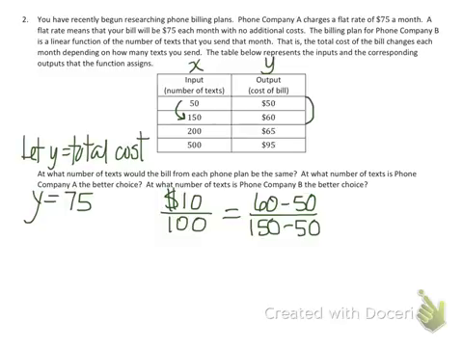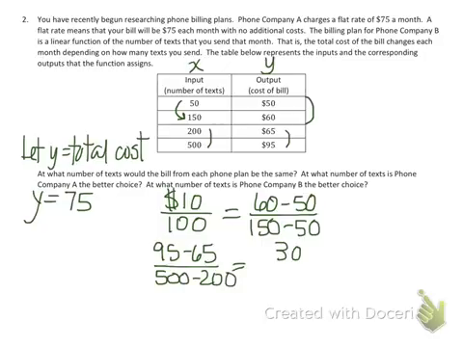$10 for 100 texts. And to make sure that it's consistent, we could compare another set of points. So we would have, the output goes on top, 95 minus 65 over 500 minus 200. So this would be $30 for 300 texts. So we can see this is constant, right? It's pretty easy to see those. That is the same rate right there.